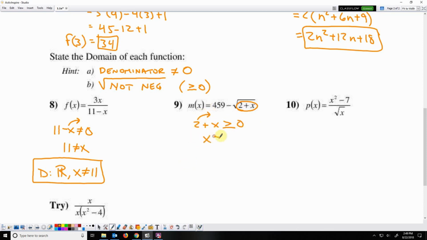So when I move that 2 over, I get that x has to be greater than or equal to negative 2. So x can be negative 2. 2 plus negative 2 is 0. Under a radical, that's fine. But anything smaller than negative 2 is going to give me a negative under that radical. And in the real number system, that does not work. So my domain is all x's greater than or equal to negative 2.